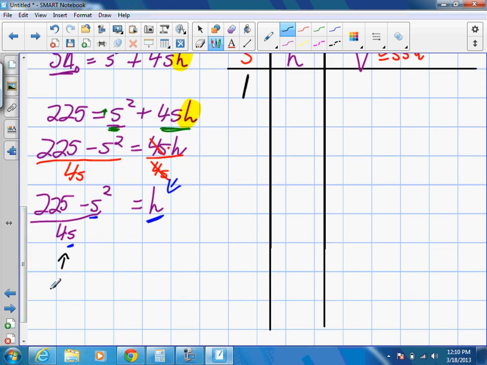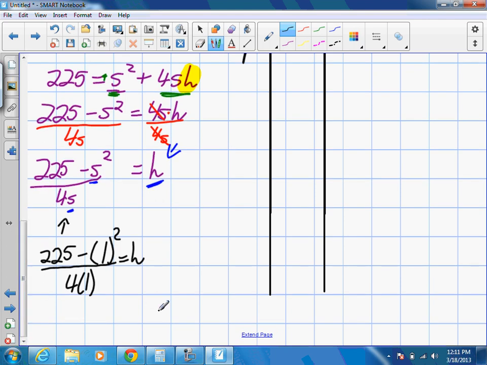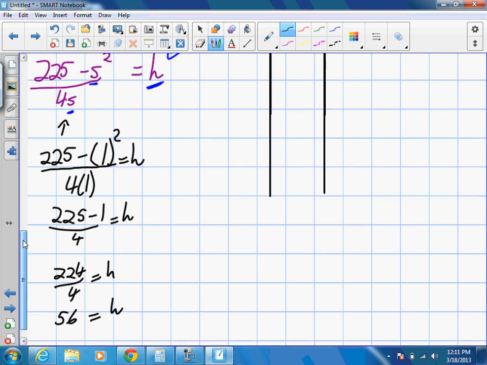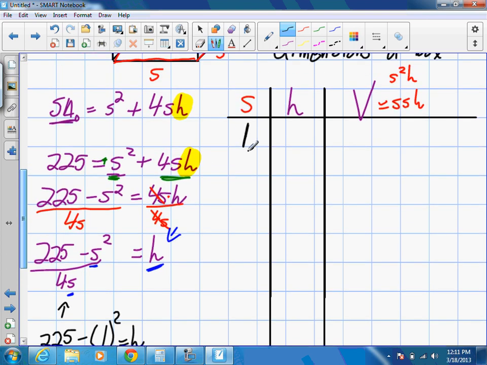225 minus s, so we're replacing s with 1, divided by 4 times 1 will give us our height. This is one of the appropriate heights we can use. Remember, we're constrained because we only have so much material. So 1 squared will be 1, so we'll get 225 minus 1. 4 times 1 will be 4. It's equal to the height. That'll give us 224 divided by 4, which gives us a height of 56. Great. So our side length was 1. Our height was 56.